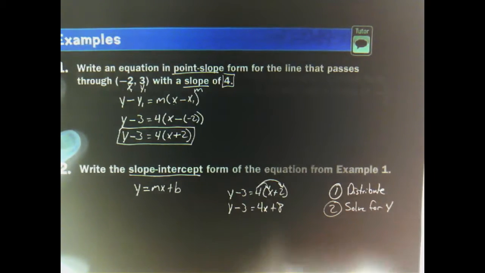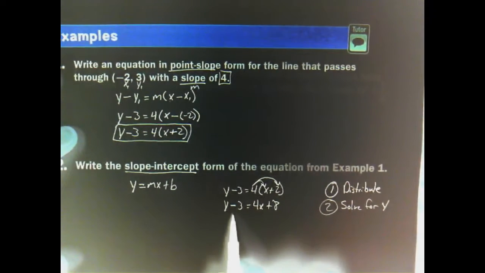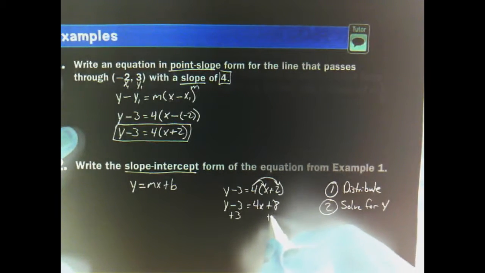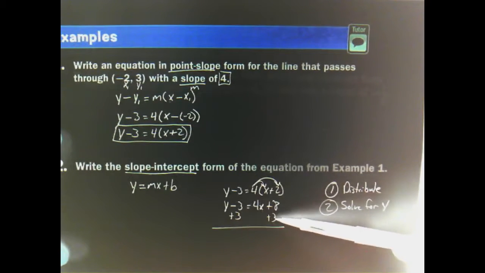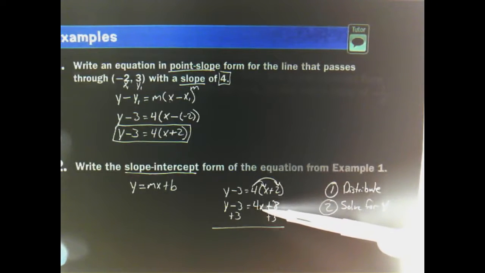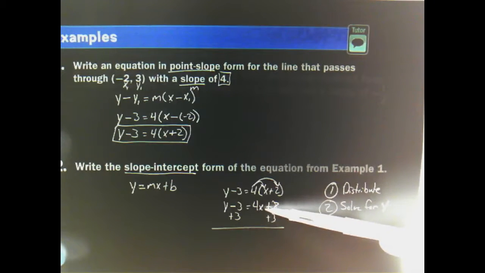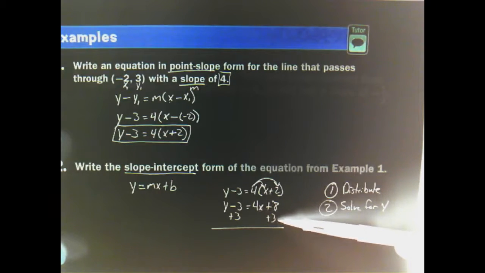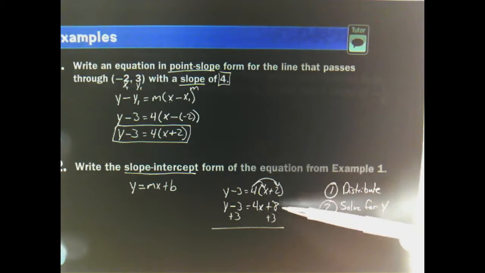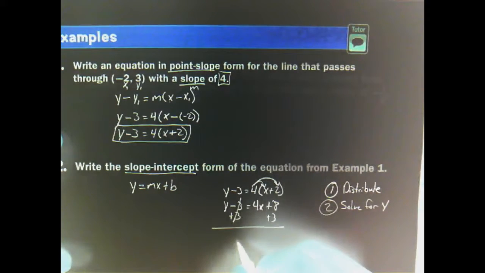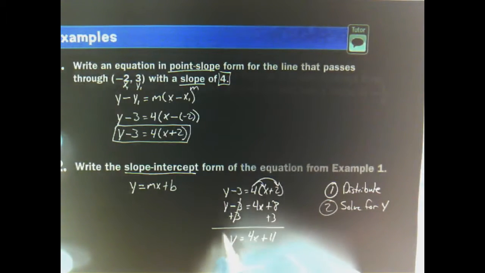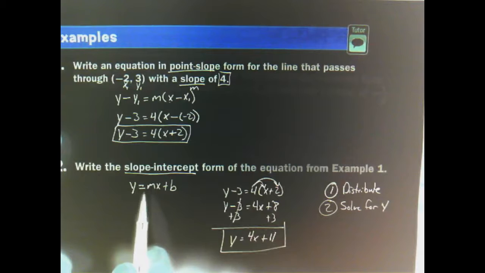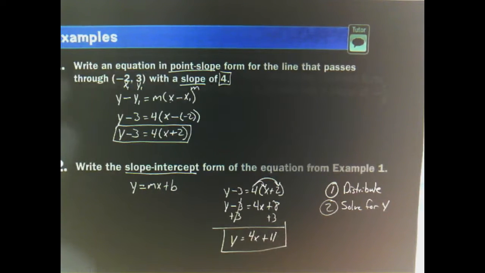Solve for y. So in order to get y by itself, I need to add 3. Now, a common mistake that I see a lot of times is students will try to add 3 to this 4x, but remember our definition of like terms. In order to be like terms, you have to have the exact same variable. This has an x, this does not. So the only thing I can add this 3 to is the 8, because it also does not have an x. These cancel, I'm left with y is equal to 4x plus 11. Now I am in y equals mx plus b form, so I know I'm done.